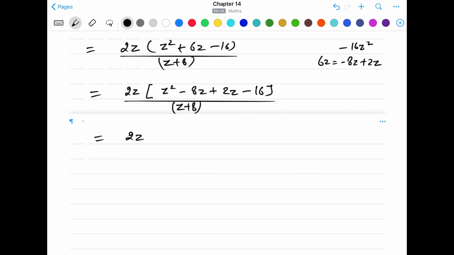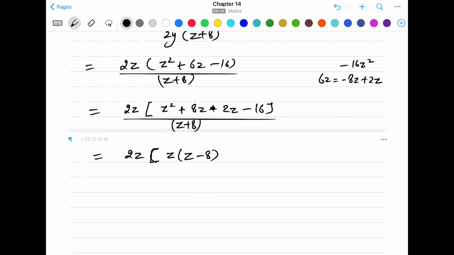So we have 2z here, then from the first pair we can take z common, and we're left with z plus 8. I think this should be plus and this should be minus 2. Okay, this should be plus 8 and minus 2. So after taking z common we're left with z plus 8, and from here we take minus 2 common, so we're left with z plus 8. And in the denominator we have z plus 8.